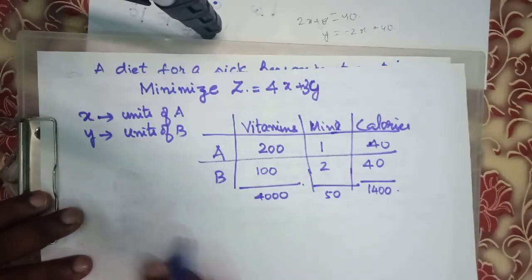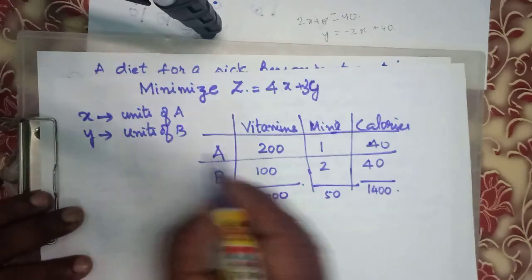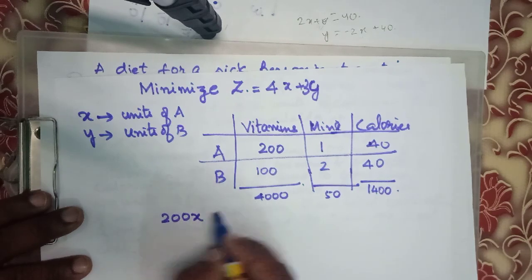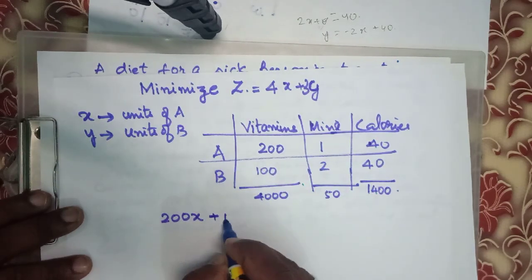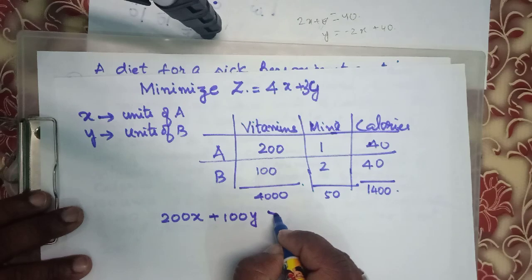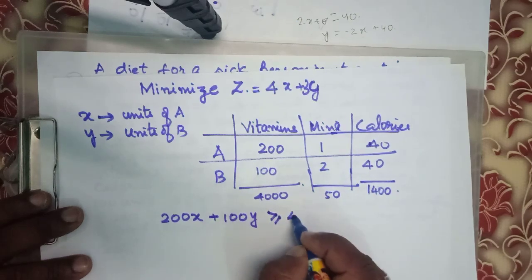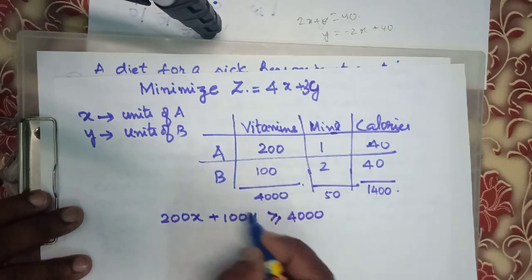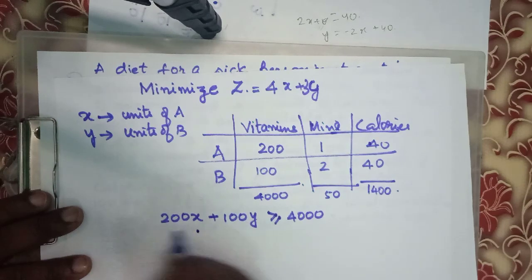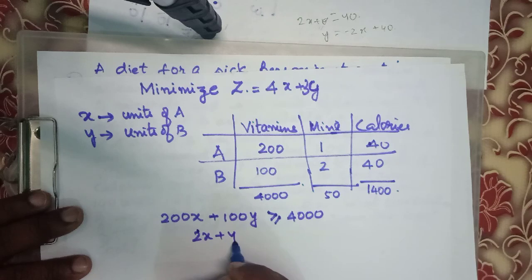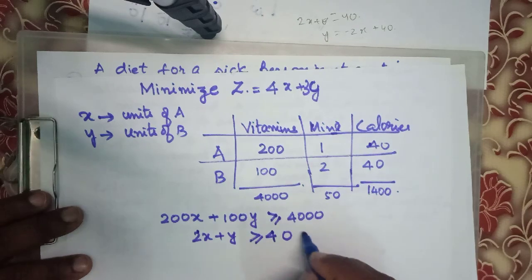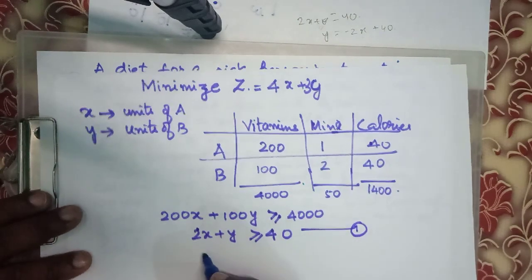So what are the constraints? We have 200x of A and 100 units of vitamins for B. That should be greater than equal to 4,000. Means he can have more than 4,000 units of vitamins, and after simplifying we will get 2x plus y greater than equal to 40. This is the first restriction or first constraint.